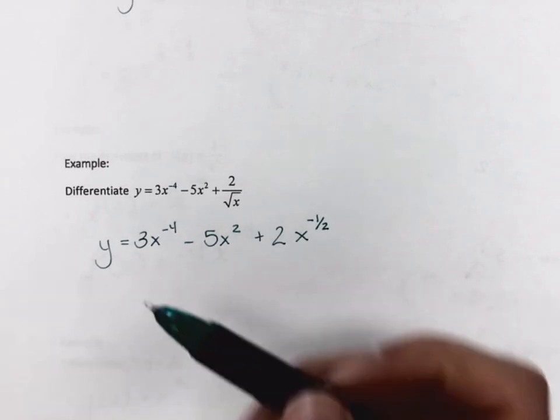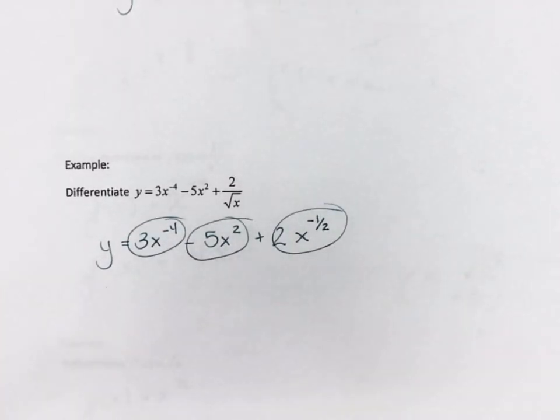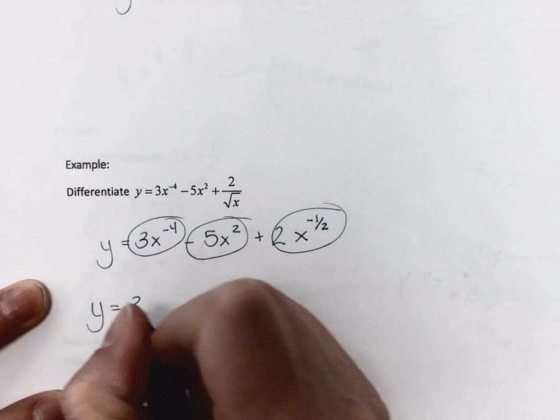So now really what you're going to do is derive each one of them. You're just going to treat them as 3 separate things, and you're just going to apply those power rules.